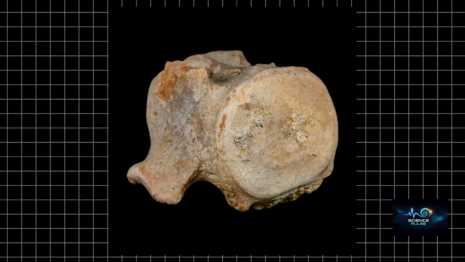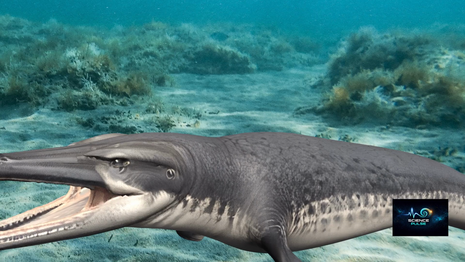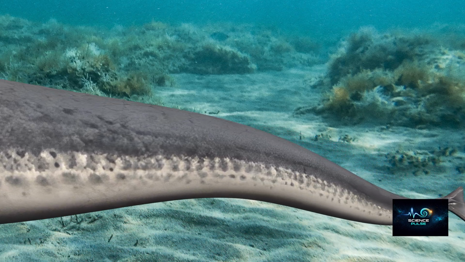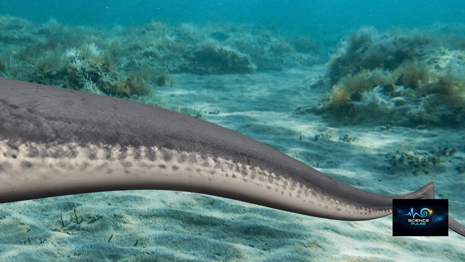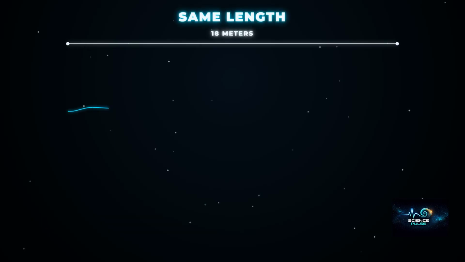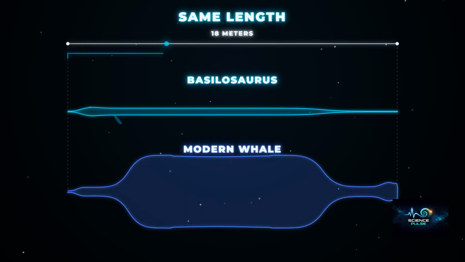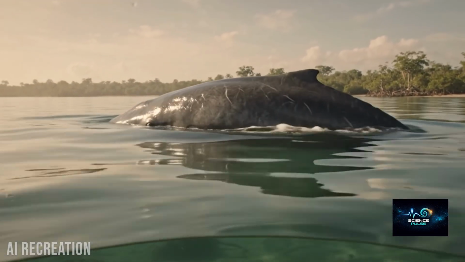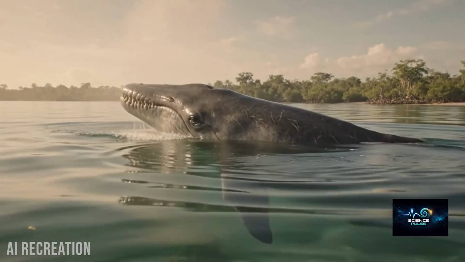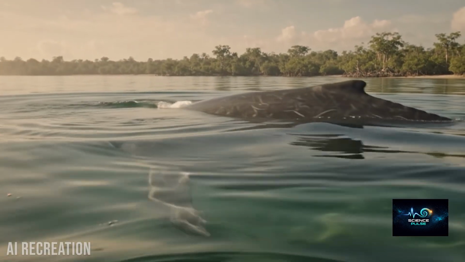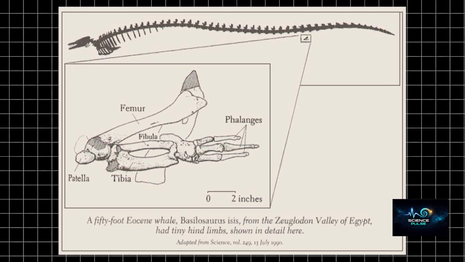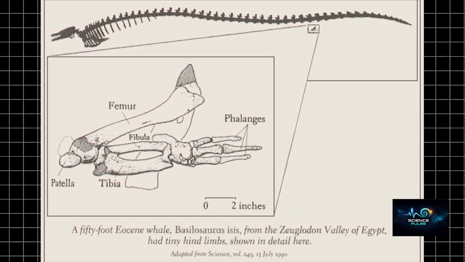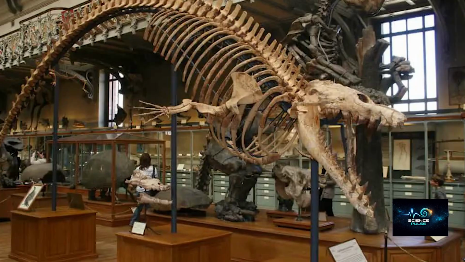Individual bones could exceed half a meter, giving the animal an eel-like serpentine form. As a result, it was far less massive than a modern whale of similar length. Studies of its bone structure suggest it lived mainly in warm, shallow coastal waters near the surface, rather than diving to great depths. One of the most important features of Basilosaurus is its hind limbs.